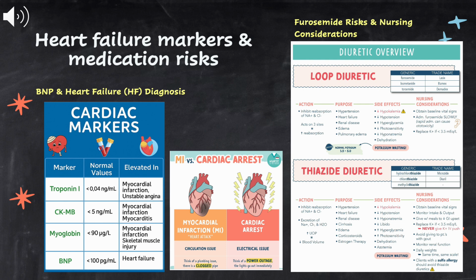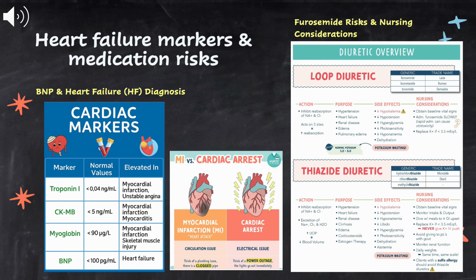The second part of this slide addresses furosemide, or Lasix, and related nursing considerations. Furosemide is a loop diuretic used to reduce fluid overload, but it can also cause dehydration due to increased urine output. Hypokalemia is a common side effect and requires close electrolyte monitoring, as low potassium levels increase the risk for cardiac dysrhythmias. Furosemide can also cause orthostatic hypotension, which increases fall risk, particularly in older adults.